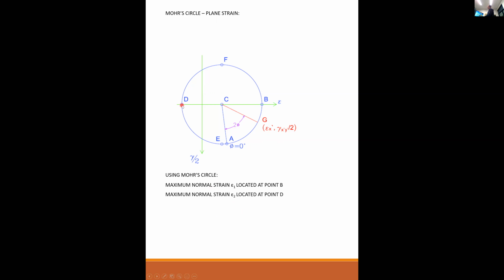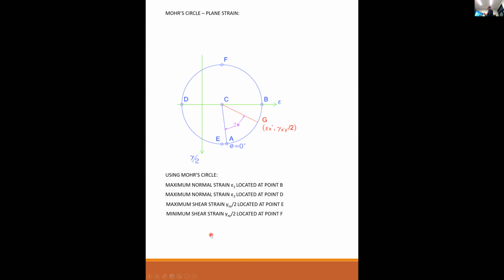Point D is going to have your minimum normal strain, not shear strain, I just said that wrong. Point B is going to be your maximum normal strain. Point D is going to be your minimum normal strain. And point E will be your maximum shear strain over 2. Point F will be your minimum shear strain over 2.